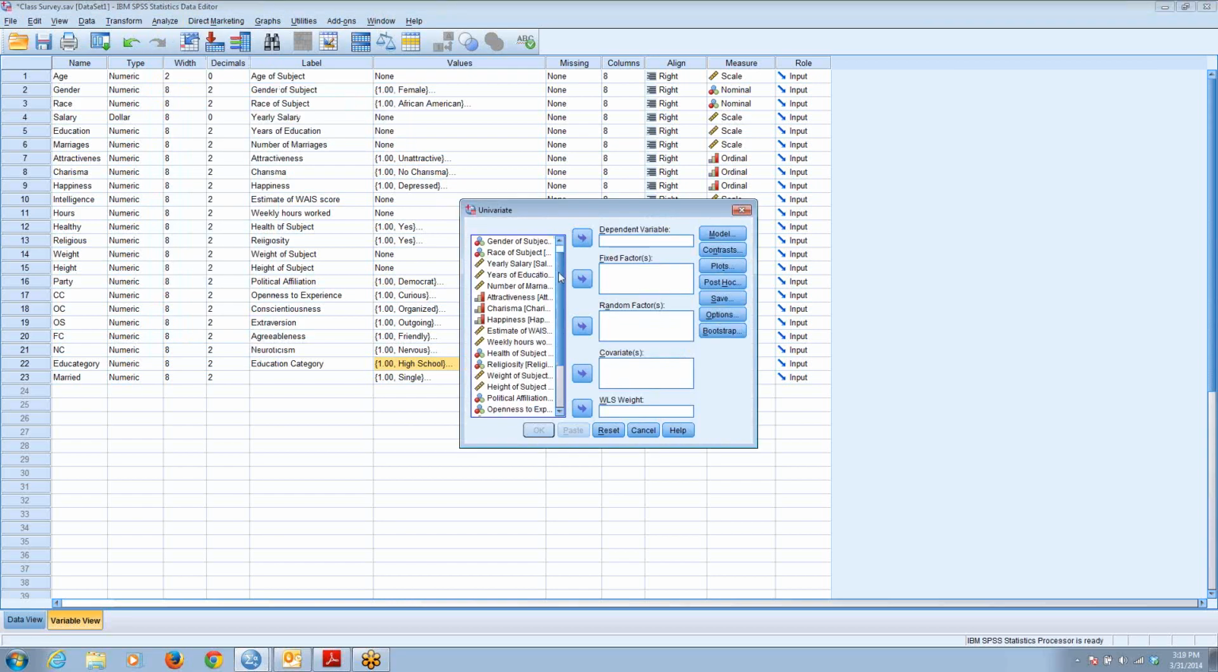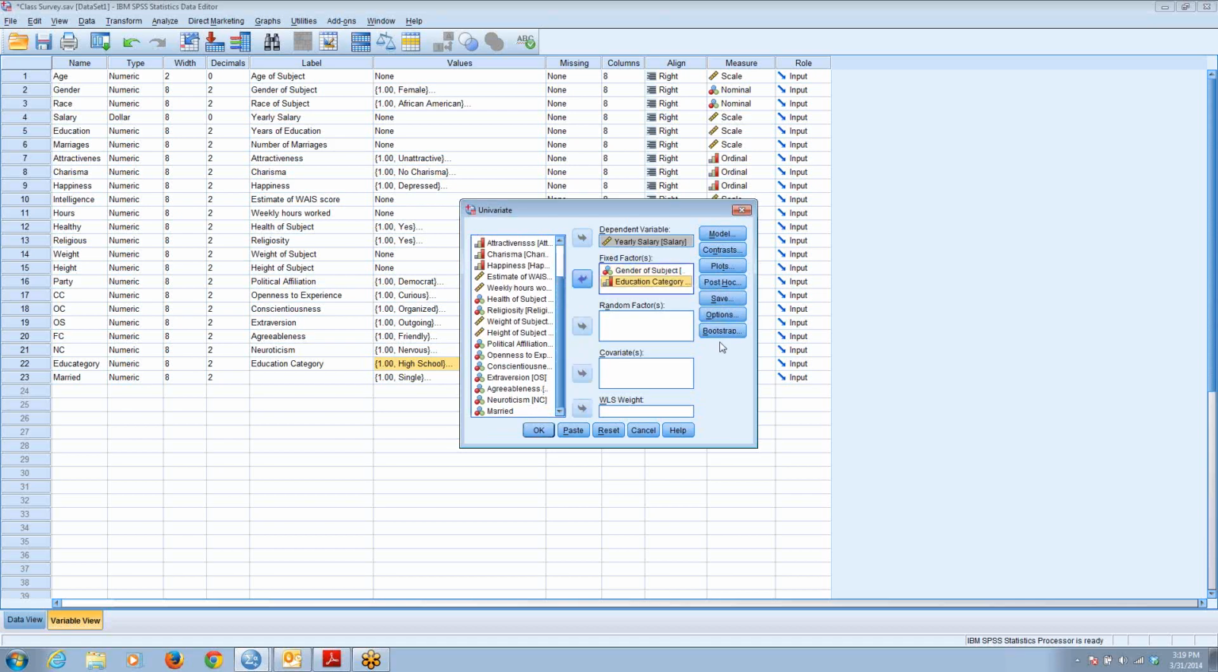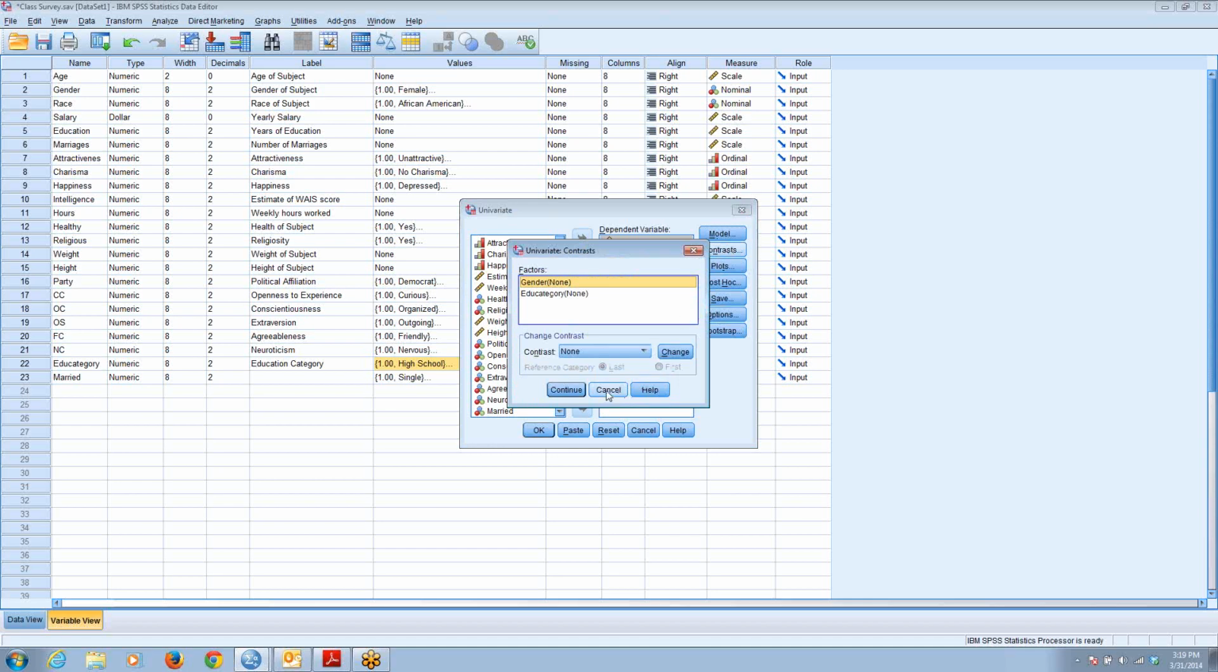Now our dependent variable again is going to be salary, yearly salary, and then our fixed factors, or our independent variables, are going to be gender and education category. And let's see here.